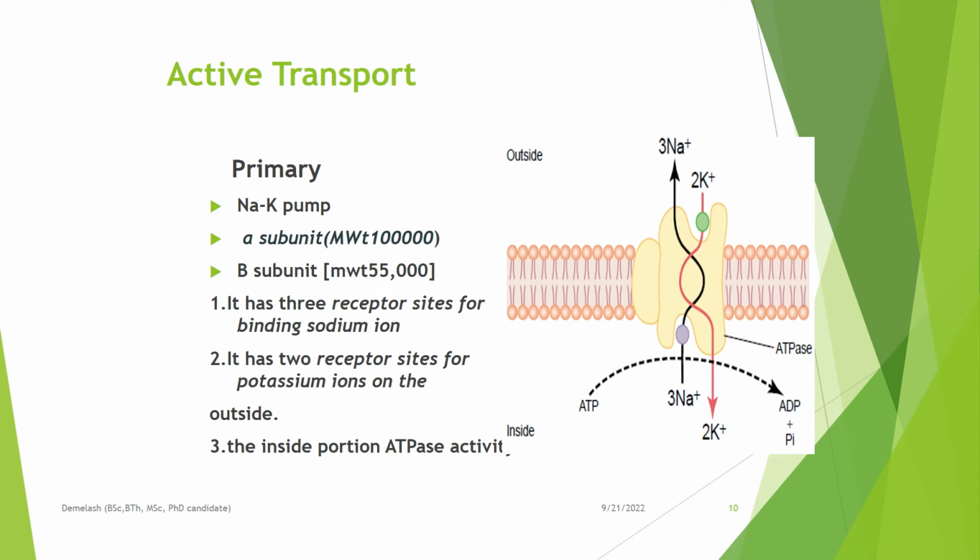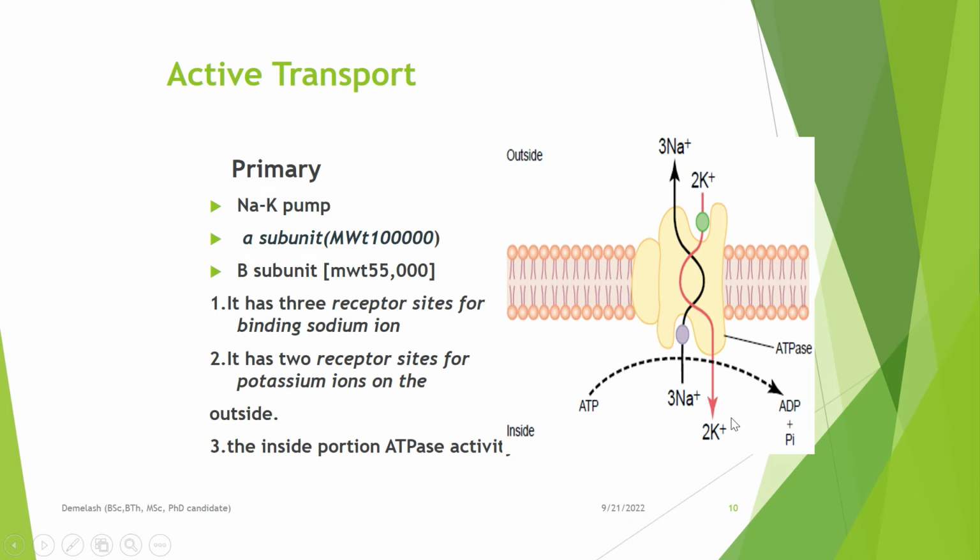So active transport. The commonest active transport is the sodium-potassium pump, which has an alpha subunit of molecular weight about 100,000 and a beta subunit of about 55,000. So it has its own characteristics. It has 3 receptor sites for binding sodium ions, and it has 2 receptor sites for potassium ions on the outside. The inside portion has an ATPase activity for the expulsion of sodium against its concentration gradient.